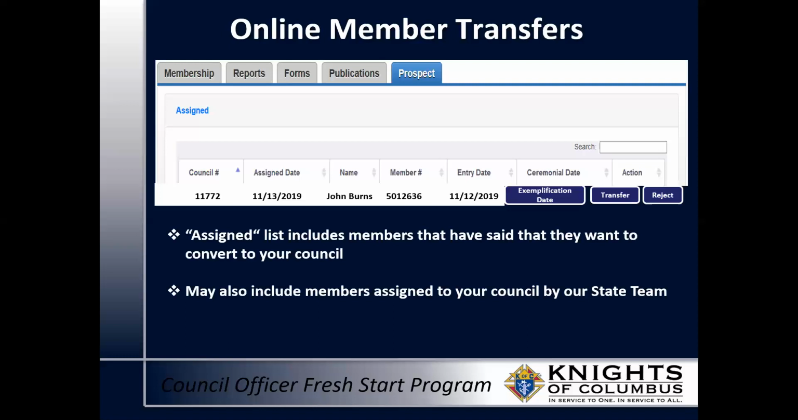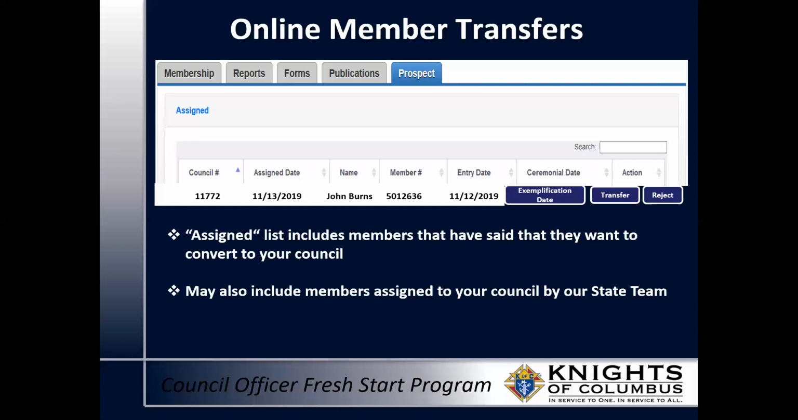When that particular ceremony has been attended by the prospect, then what you would do is put in the exemplification date that you can see there. It's just a date that you would put in for the date that their exemplification was, and then you would hit the transfer button.